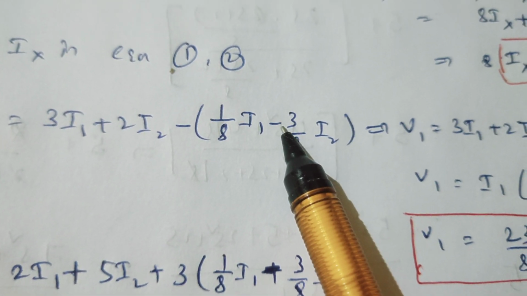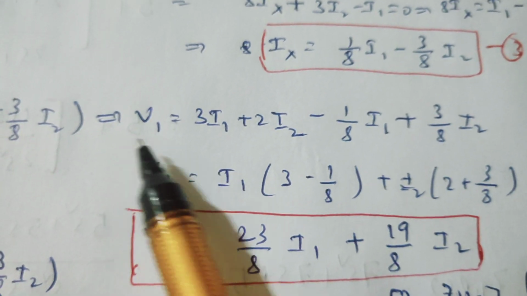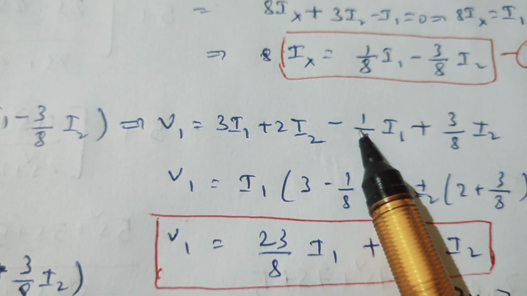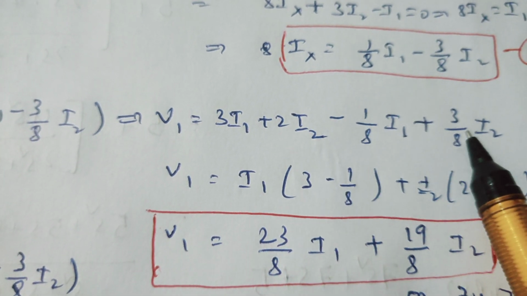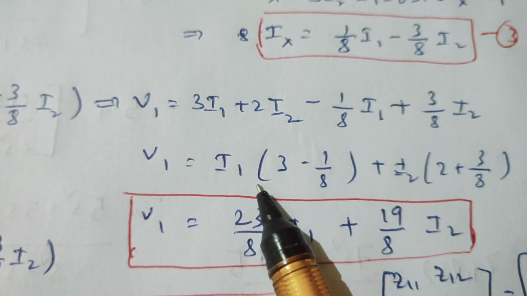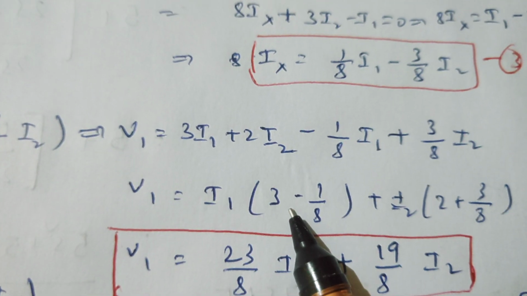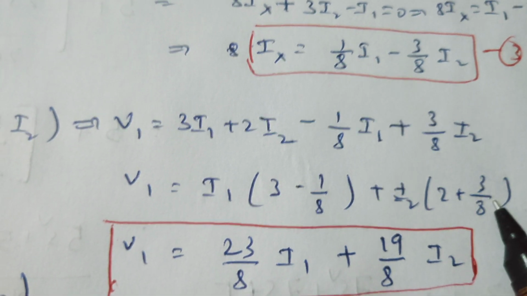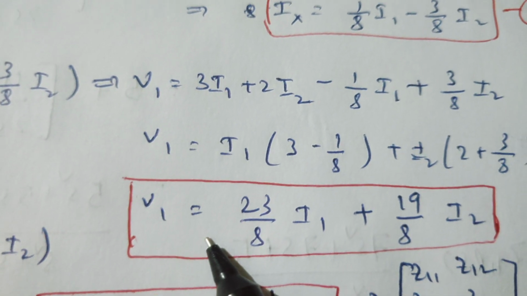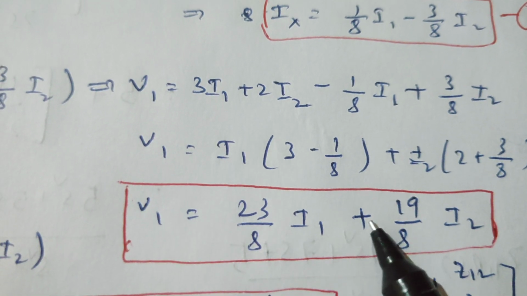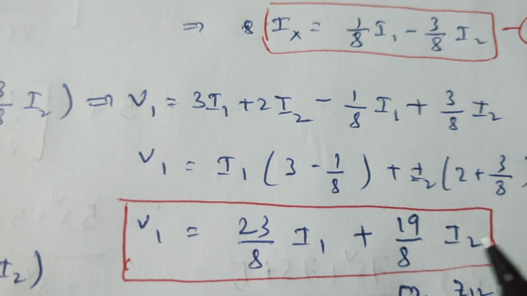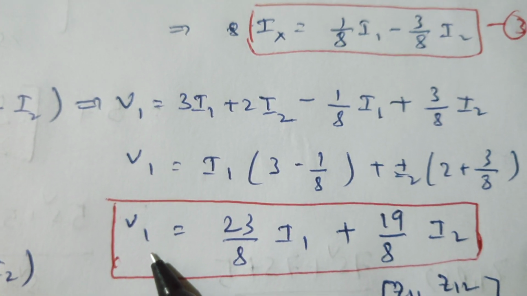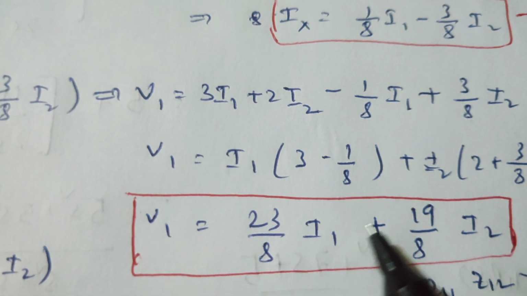So here you will get a plus of 3 by 8. So v1 is equal to 3i1 minus 1 by 8 i1 plus 2i2 plus 3 by 8 i2. Take the i1 term as common. Here we will get i1 of 3 minus 1 by 8 plus i2 of 2 plus 3 by 8. Upon solving this we will get v1 is equal to 23 by 8 i1 plus 19 by 8 i2. Okay, so this is the v1 equation, the open circuited voltage equation in terms of I1 and I2.